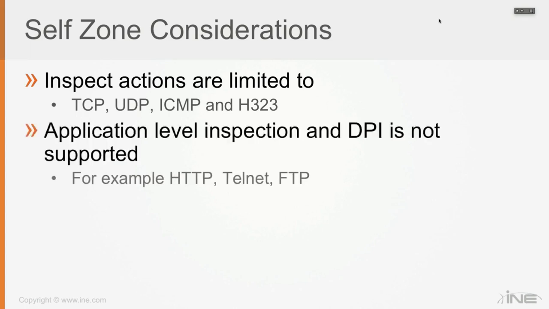And application level inspection and DPI is not supported. Like you cannot say match protocol telnet and inspect it, or do some kind of application level inspection via layer 4, layer 7 class maps and policy maps for HTTP, telnet or FTP. You cannot do that. So application level inspection and DPI is not supported for firewall policies which have to do with the self zone.